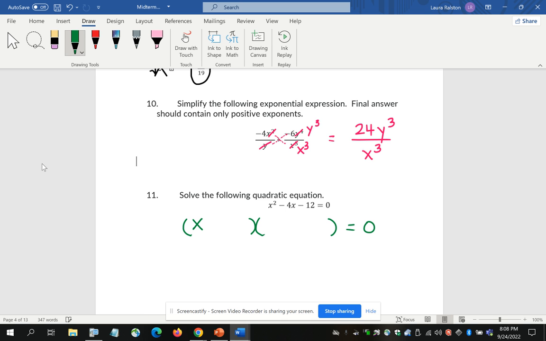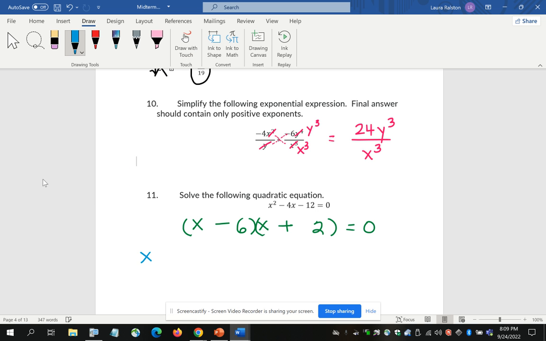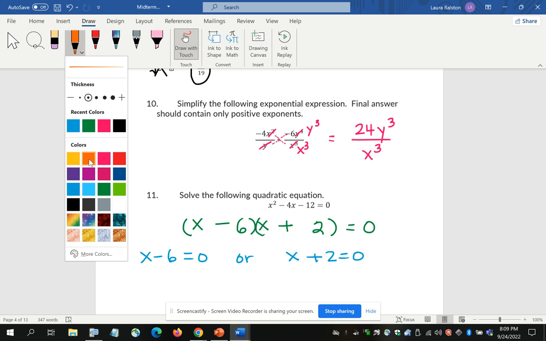So x times x, I need a pair that multiply to 12 and subtract to 4. That's 6 and 2. I want a -4, so the 6 is negative, the 2 is positive. So when I factor it, I get x minus 6 times x plus 2. So one of those pieces had to be 0 initially. So I know that either x minus 6 was 0 or x plus 2 is 0, and I'm going to solve each of those respectively for x.